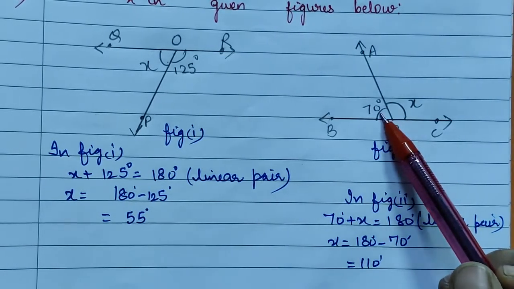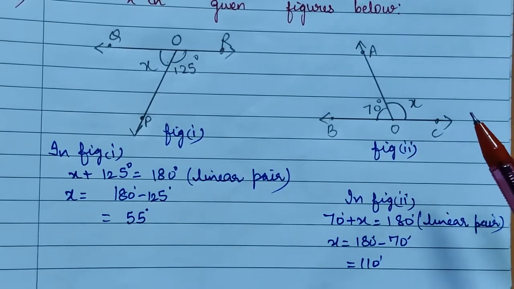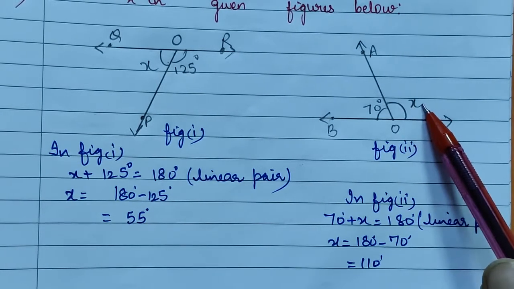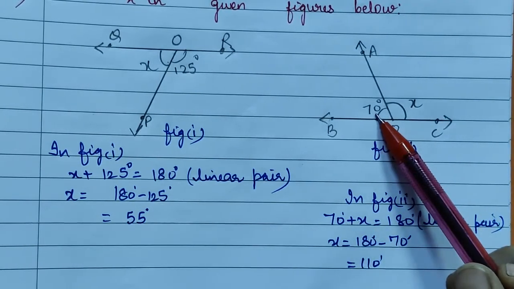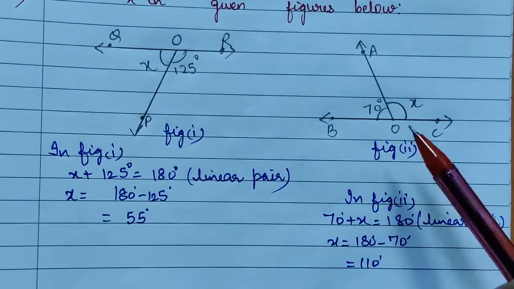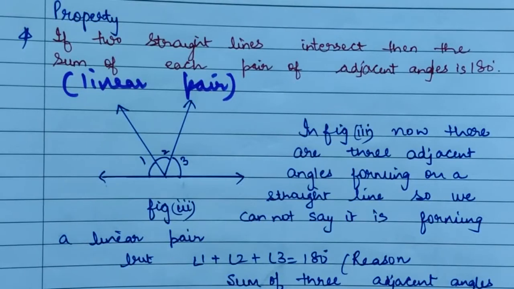Then here again we can apply the linear pair with the help of which we will find the value of X. So X plus 70 degrees is equal to 180 degrees. So X will be 180 minus 70, that is 110 degrees. Clear? Now let us discuss a few properties.